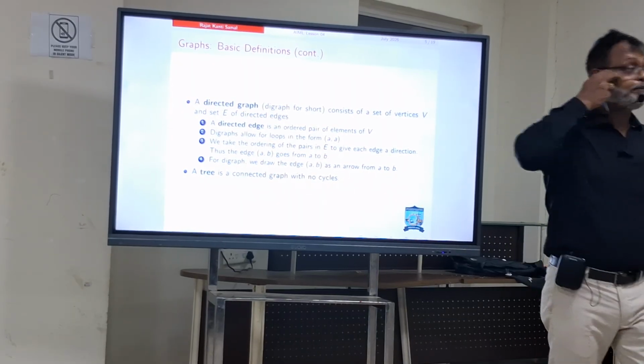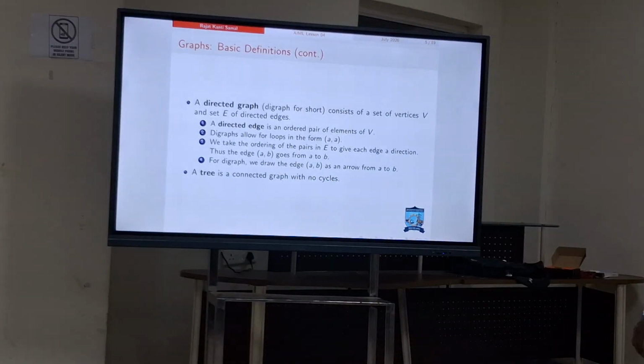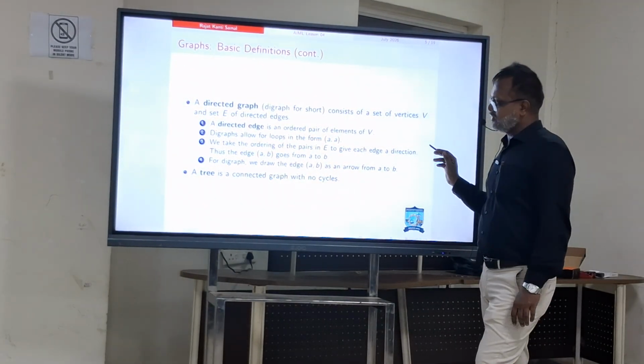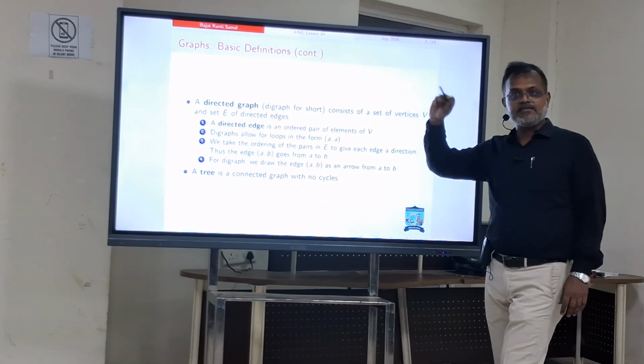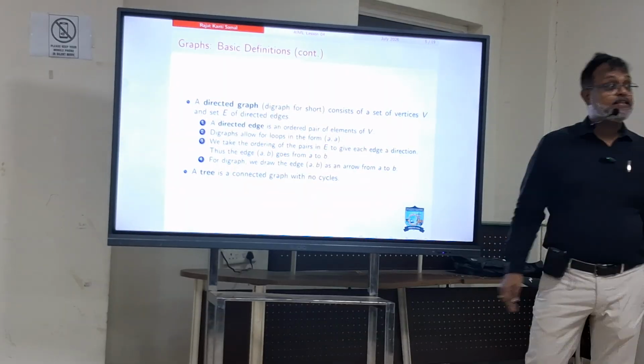Okay, listen. Difference between a directed graph. So what is a directed graph? That means a set of vertices where you have a direction. Okay, where you have a direction. That's a directed graph. What's a tree? A tree is a graph where there is no cycle.